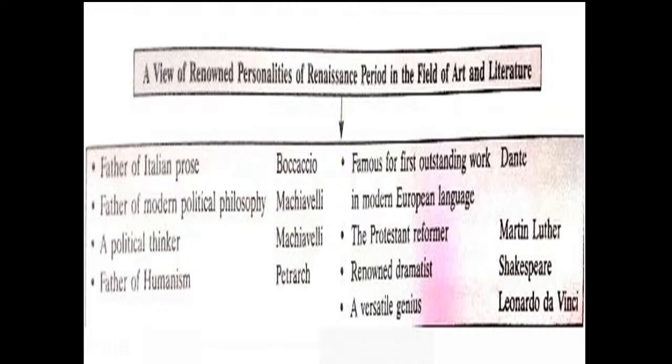During the Middle Ages, all writings were in Latin, but the writers of this era used the common language of the people, and that was vernacular language. And the language of the people became the language of literature. सीधे इसका मतलब समझो, whichever language the people are able to understand, the people are using, that language will become the language of literature.